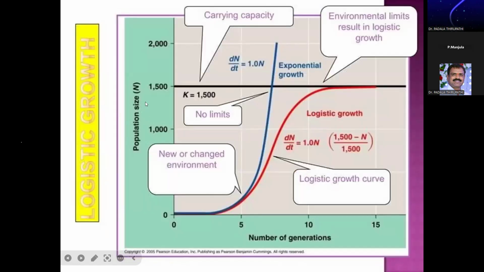Generally we can see in the human population, here the population size and here the number of generations are taken. So here is the logistic growth curve. This one is the carrying capacity. Here we can observe the maximum number of organisms at this place only. Later it will decline, due to the environmental limits which result in the decline in the population.